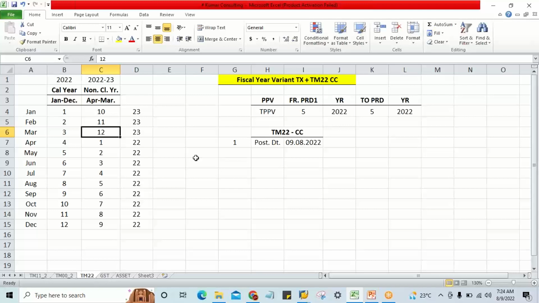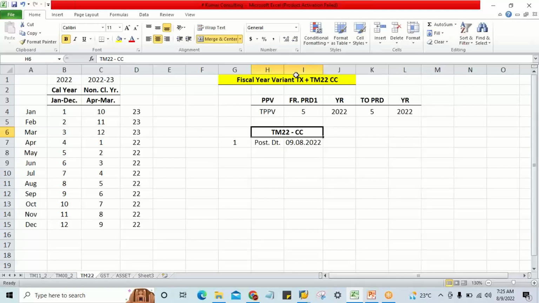Okay. So what is the challenge here? The challenge is posting date 9th of August. So August is the month. SAP will check. August means which period, guys? Fifth period. Now, SAP is going to check with the help of this posting date, first of all, for which company code the transaction is getting posted. It is Tata Motor. Against Tata Motor, what is the fiscal year variant we have assigned? Let's suppose this is TX.